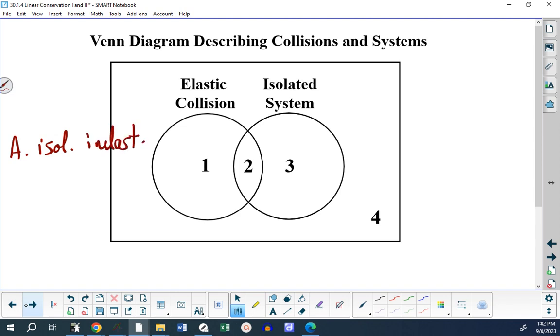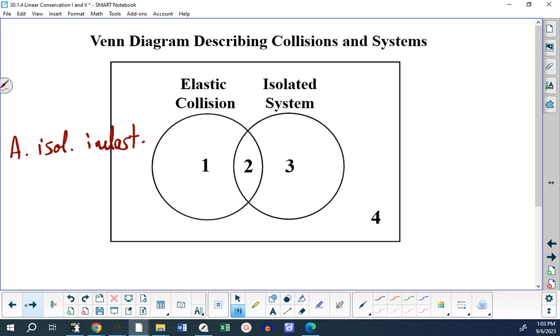So this Venn diagram has 4 regions. If you talk about region 2, you're talking about something that was both elastic and isolated. If you talk about region 1, you're saying it's elastic, but it's not isolated. If you say region 3, you're saying isolated, but not elastic. Region 4 is neither elastic nor isolated.